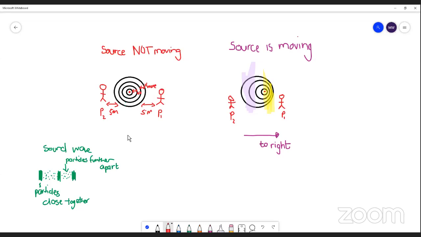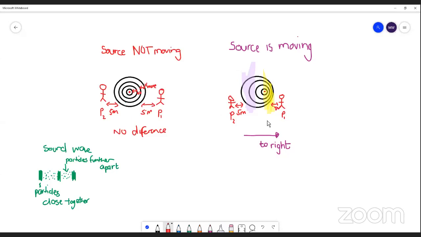Okay, yes, so everyone is correct. Over here, there's going to be no difference in what they hear. Okay, if we now go to the moving source, and that person is 5 meters away from the most outer wave, and this person is still 5 meters away.